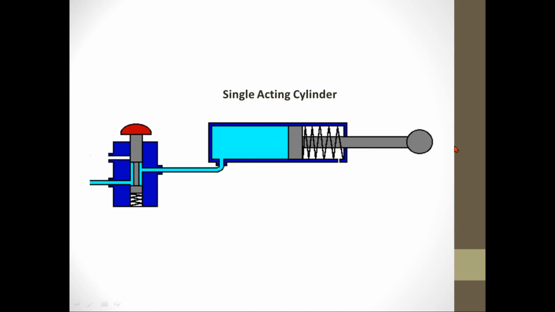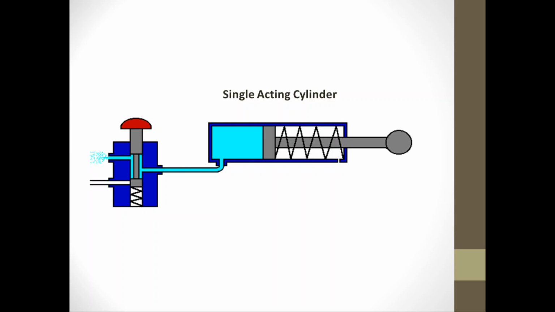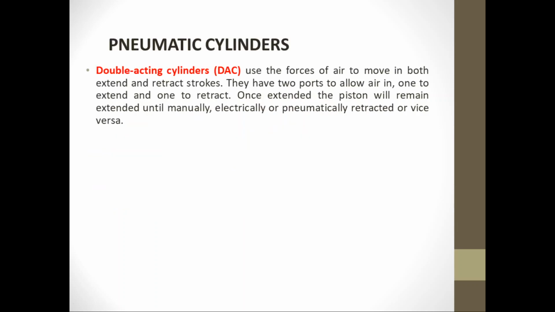Again, take note that in order for the cylinder to maintain its extended position, the air must be continuously allowed to flow into the cylinder. Once it is cut off, the cylinder will automatically retract. Another type of pneumatic cylinder is the double acting cylinder.